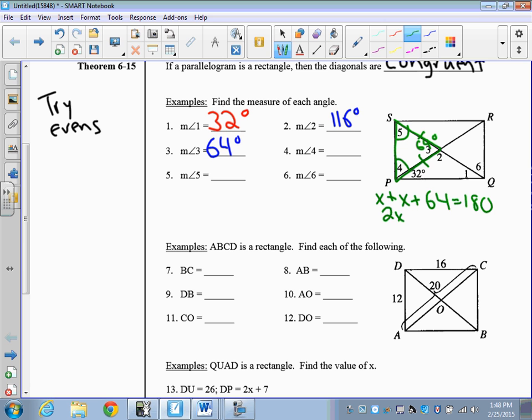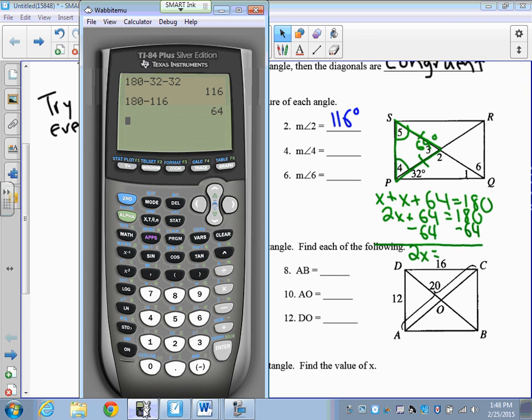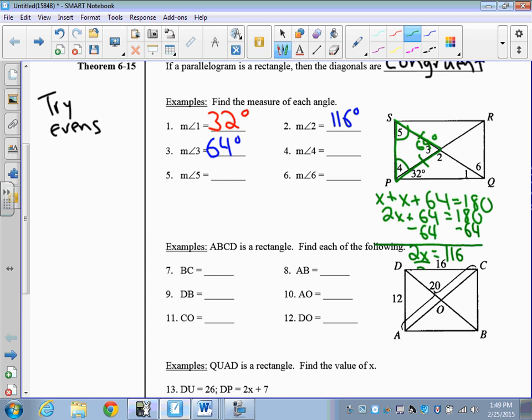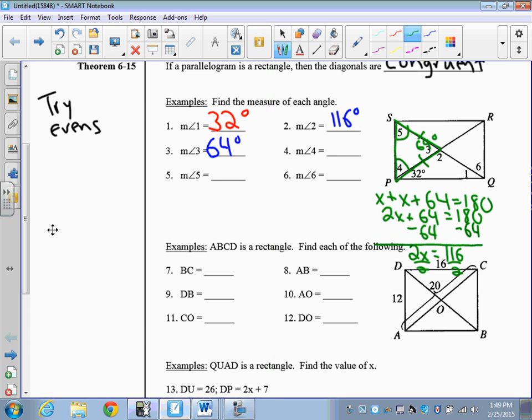We get 2x plus 64 is equal to 180. And we subtract 64. So we get 2x is equal to, let's use our calculators to make sure of this, 116. And lastly, we divide by 2. So we get 58 is equal to the measure of angle 5.